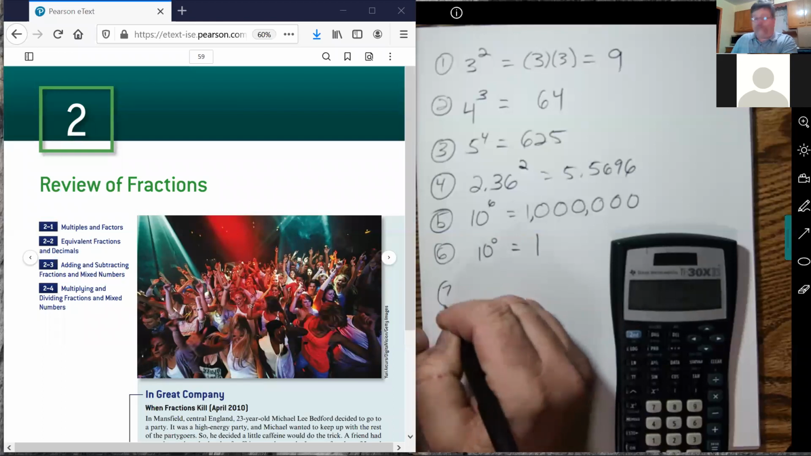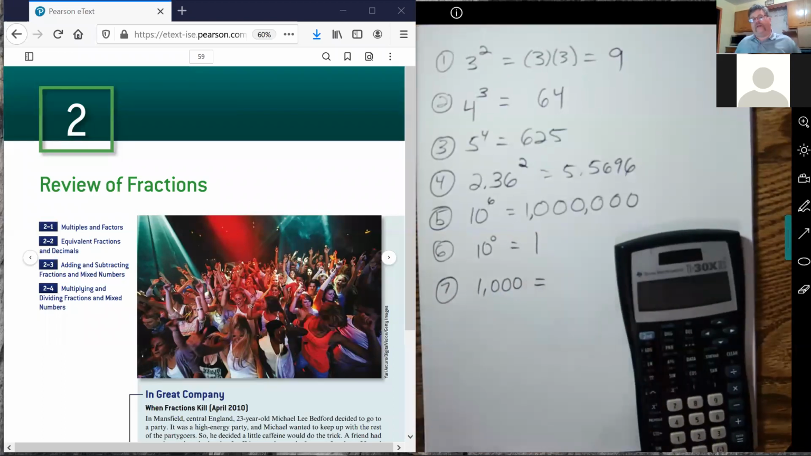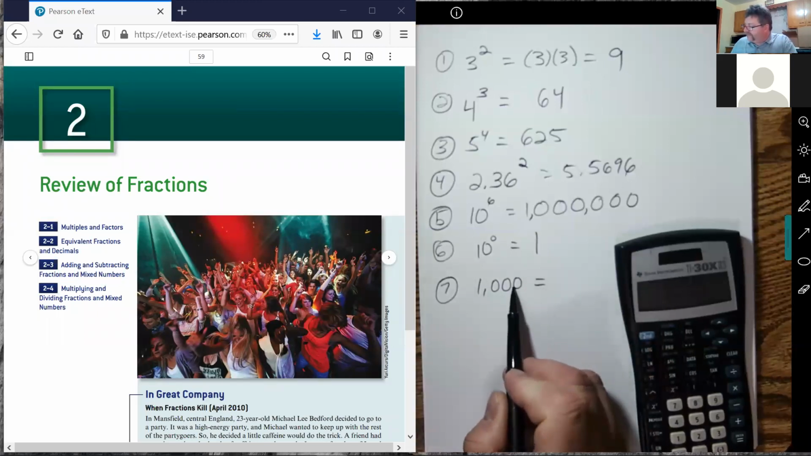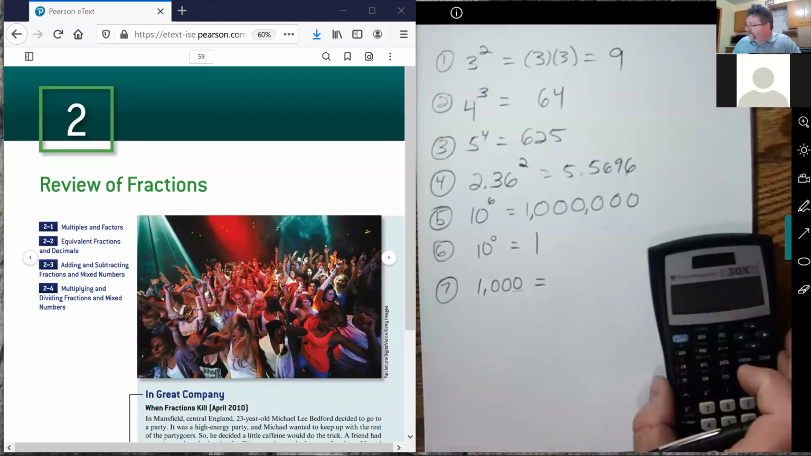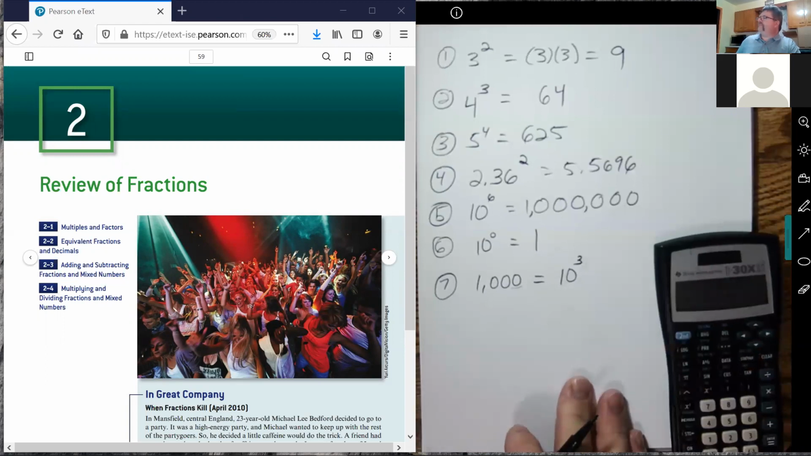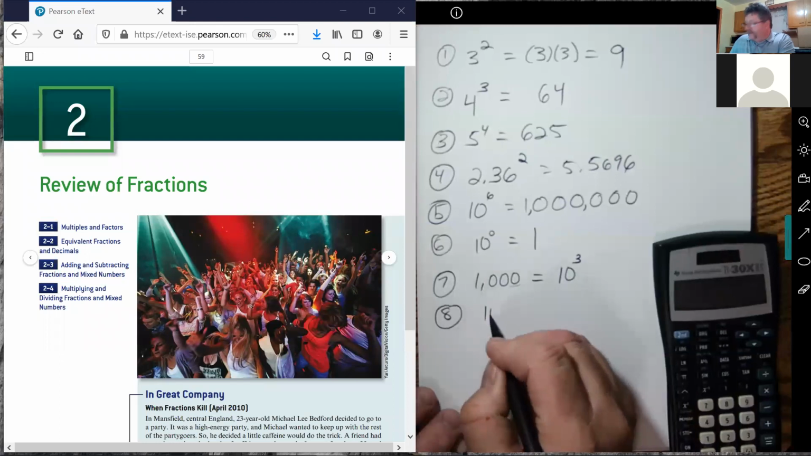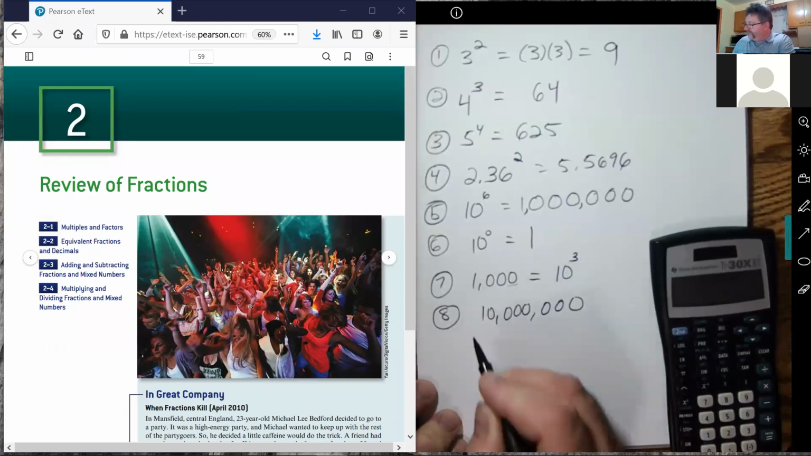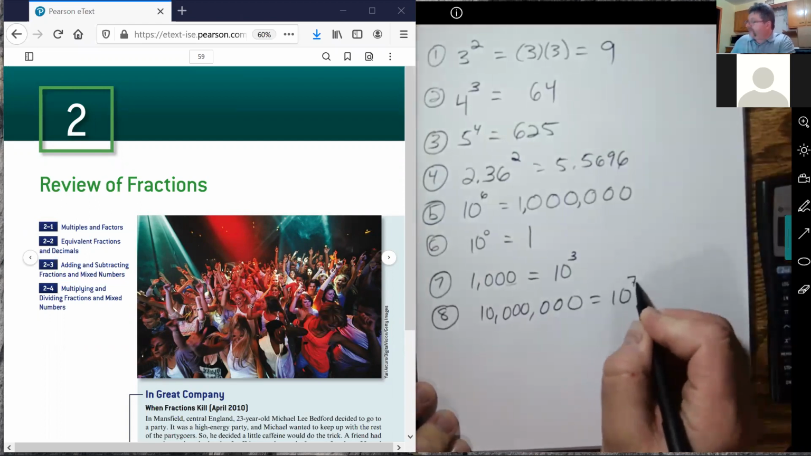If we want to go the other way around, number 7 says take that 1,000 and turn it into exponential notation. Well, now we're just moving the decimal. We're saying, well, what would that be? There's 3 powers of 10 there. Well, that's going to be 10 to the third power. Okay, number 8, I've got 10 million. I count the zeros. I've got 1, 2, 3, 4, 5, 6, 7 zeros there. So that's 10 to the 7th power.